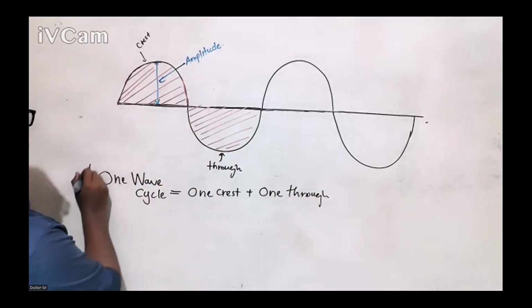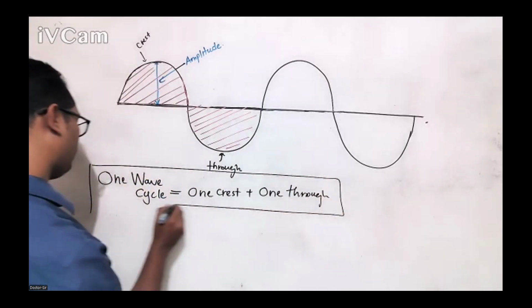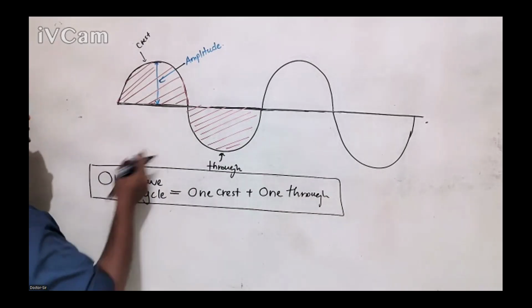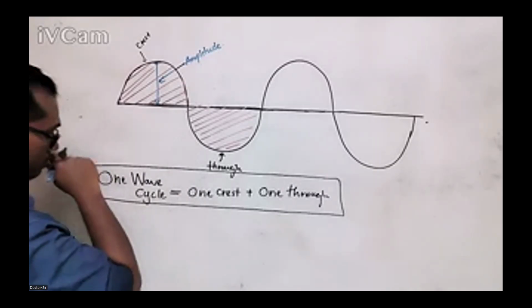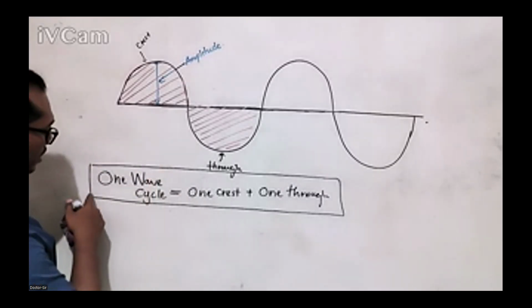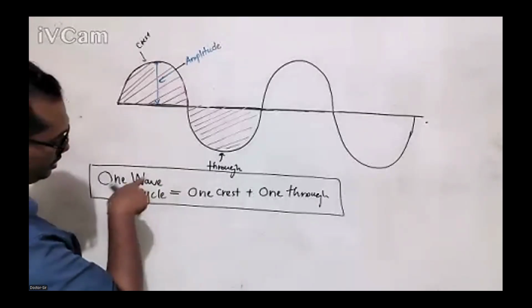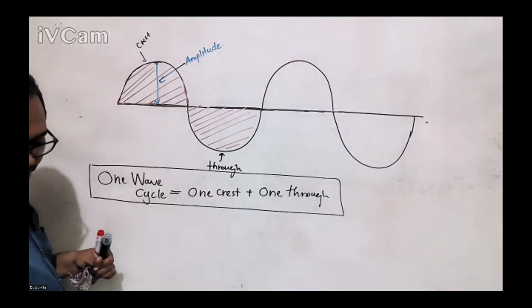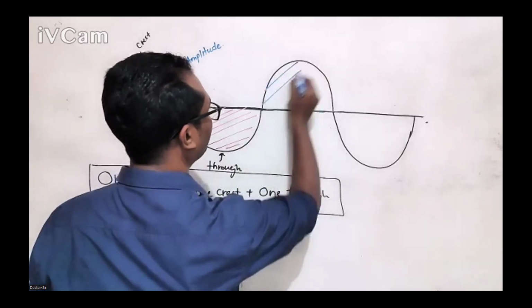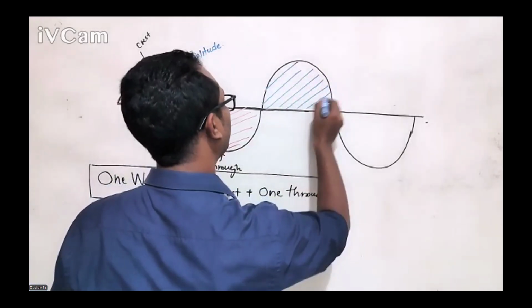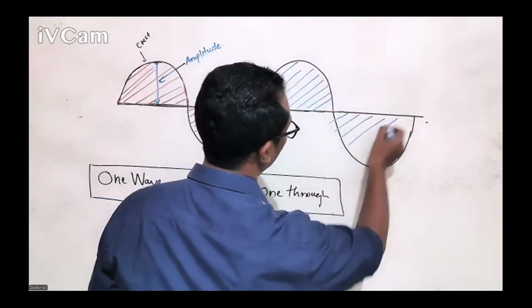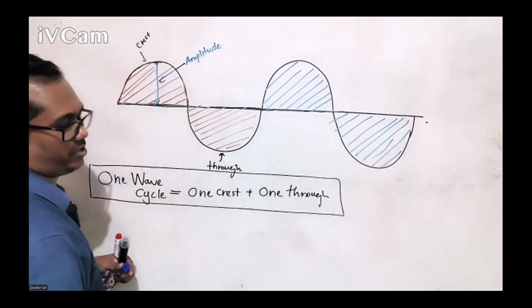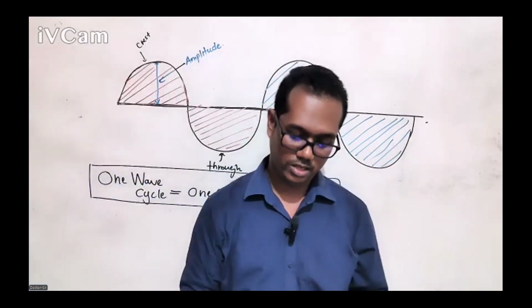Okay, all right. So this is also important. When you are finished the drawing, please write down these things below this diagram. One wave cycle is equal to one crest and one throw. Now this is one wave cycle and this is another wave cycle. So altogether, how many wave cycles are there? Two. So how many wave cycles did I draw here? Two. Right. Okay. So that is another important point.